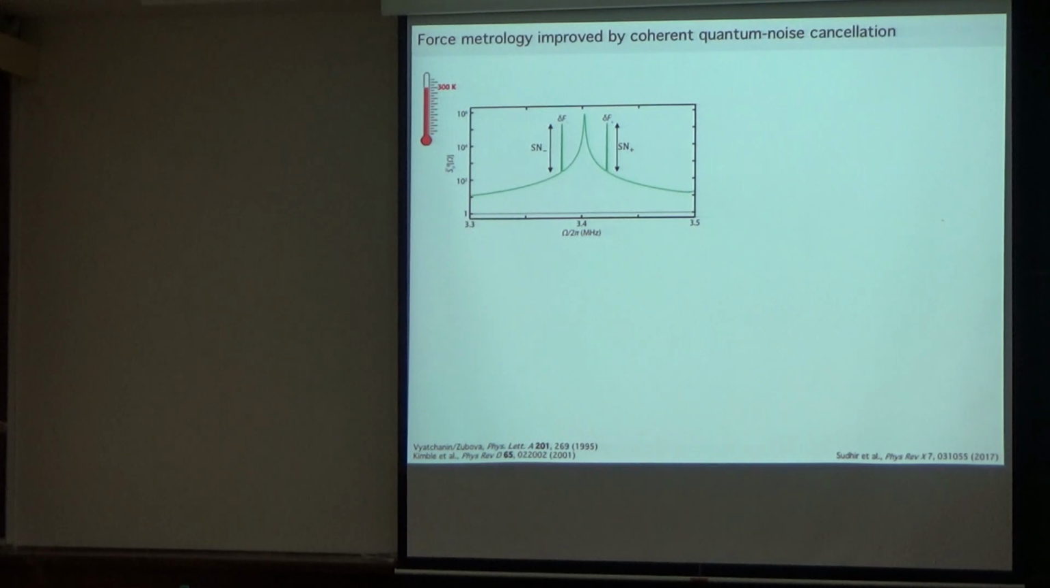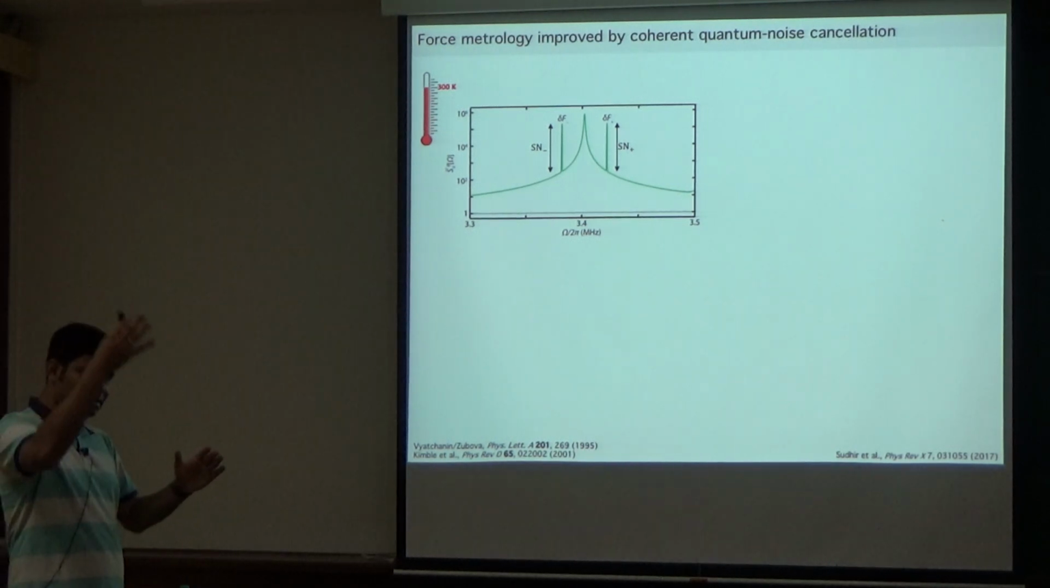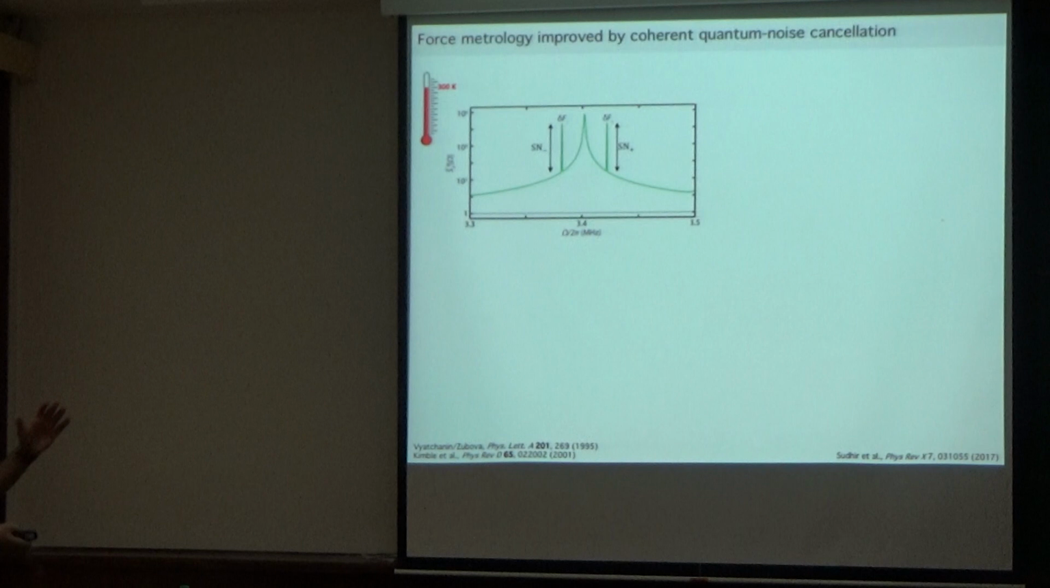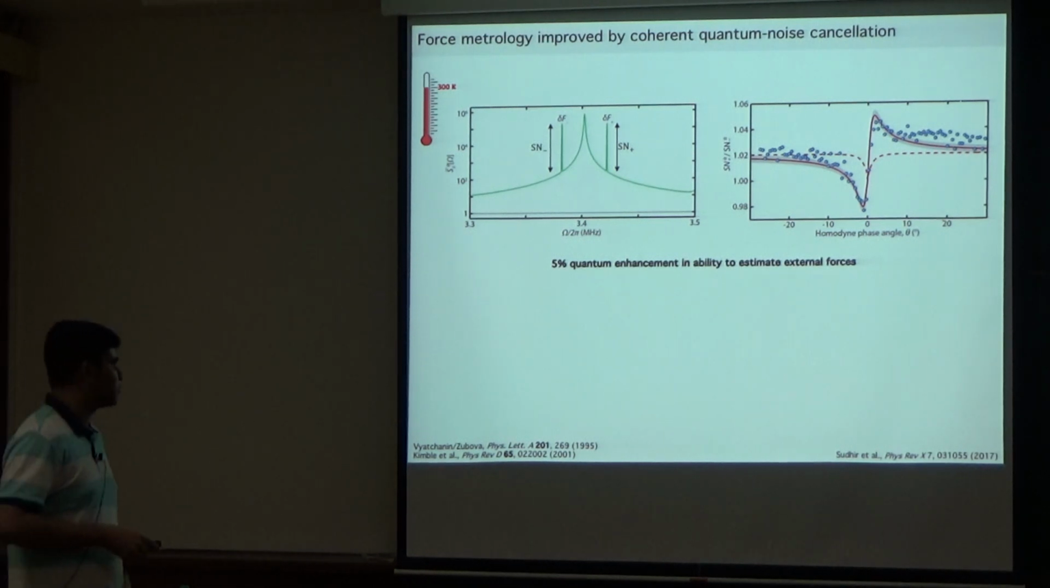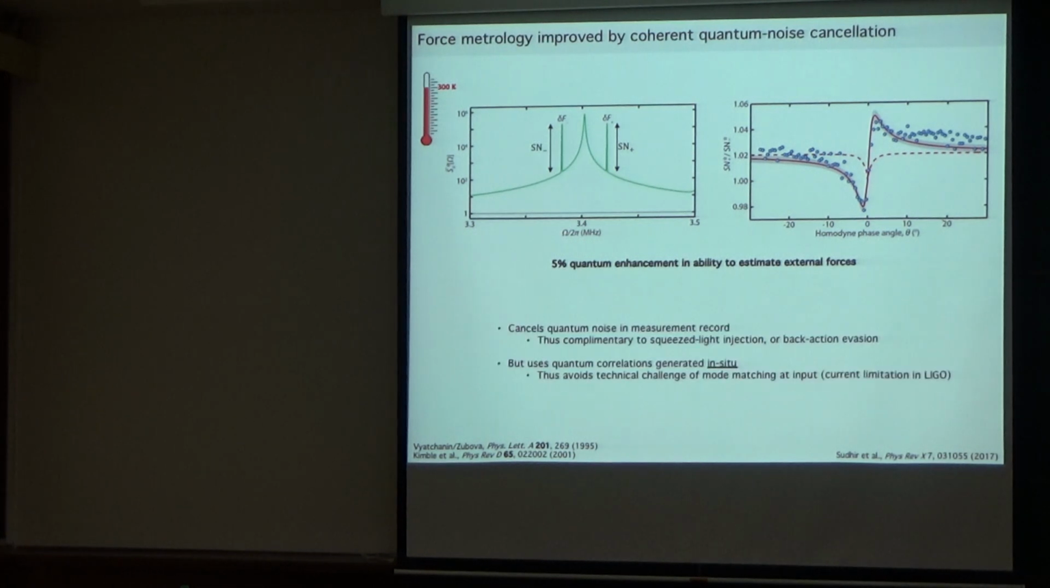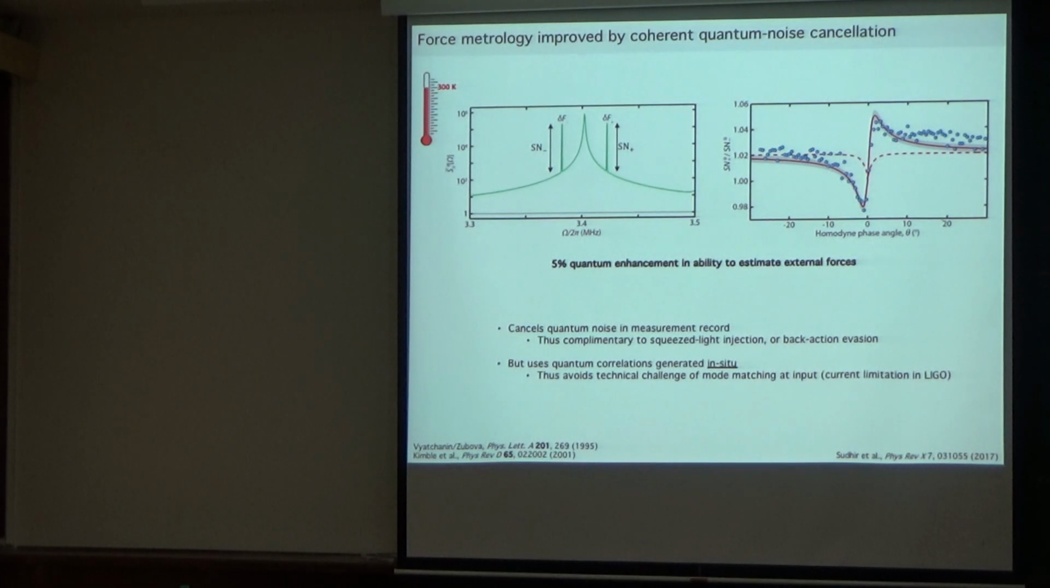And as we saw before, as you change the measurement quadrature, you eat noise underneath this force via coherent quantum noise cancellation. And in fact, if you compare the signal to noise ratios of the two forces, you would see that it departs from the classical value, which is this dashed line here, about unity, and you can actually get a few percent improvement in the ability to estimate external forces. So that's how quantum metrology happens, by simply making a more precise measurement of a mechanical oscillator.